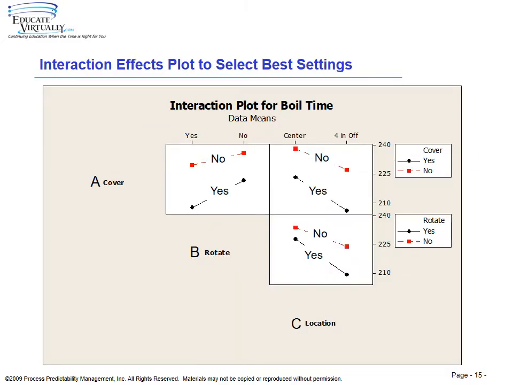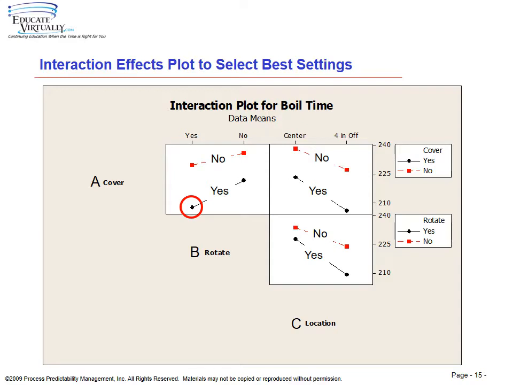Here are the interaction plots that we're going to be able to use to select the best settings. Let's take a look at the first interaction between the cover and rotating, the AB interaction. We see that in this interaction, we want to have it covered and we want to have it rotating. So it's cover yes and rotate yes.